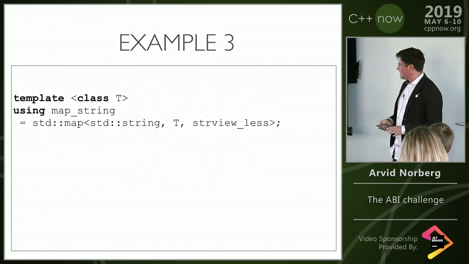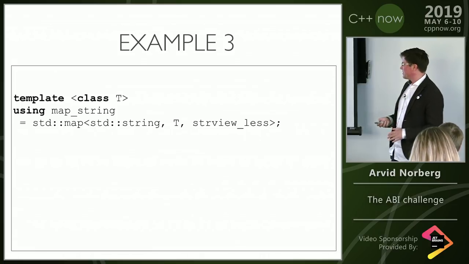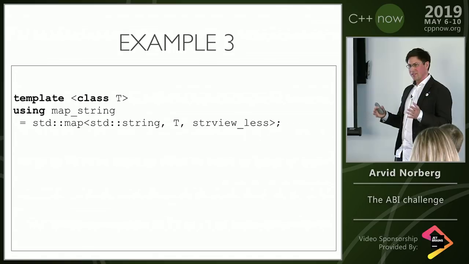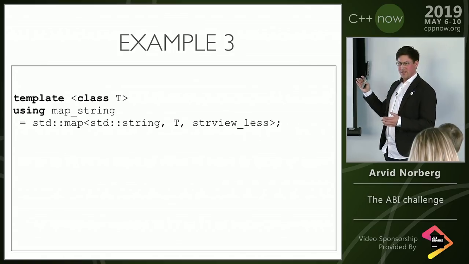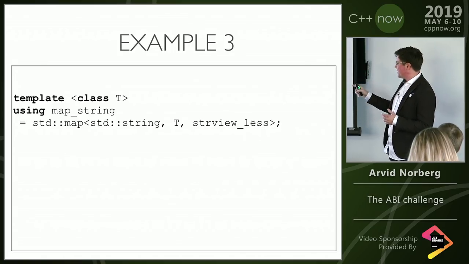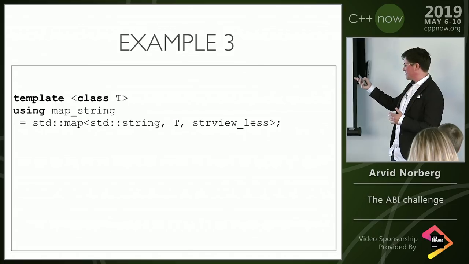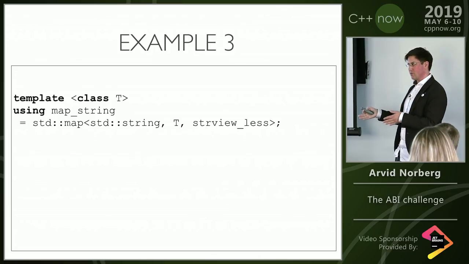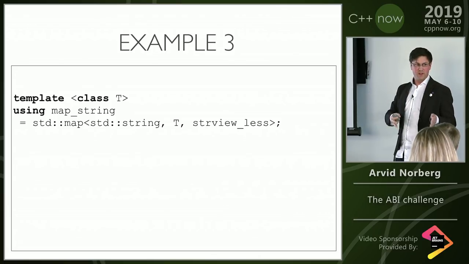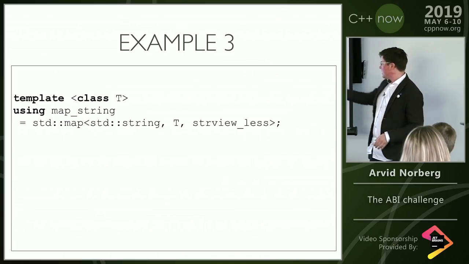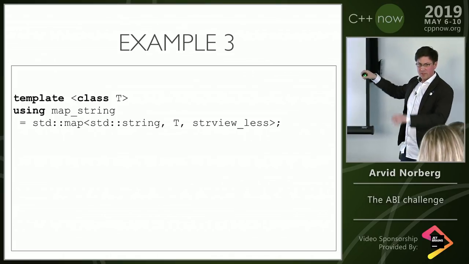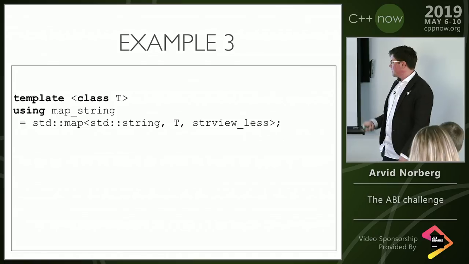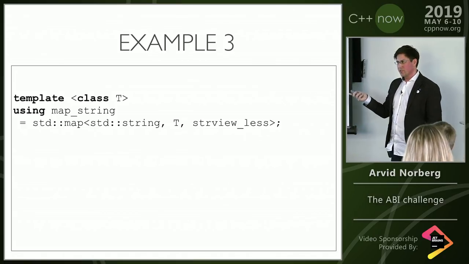Here's an example from the actual real world. Imagine you have a std map. And with C++14, we have this really nice feature where you can have transparent comparison objects or types. So you have a map of string to T, and you want to be able to do lookups in this map with string views, so you don't have to unnecessarily construct a std string. So then you have this str view less, which is implemented with is transparent and all that. But this only works if you're in C++14.